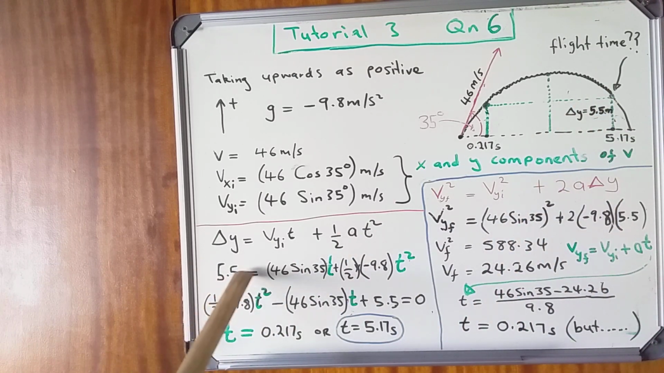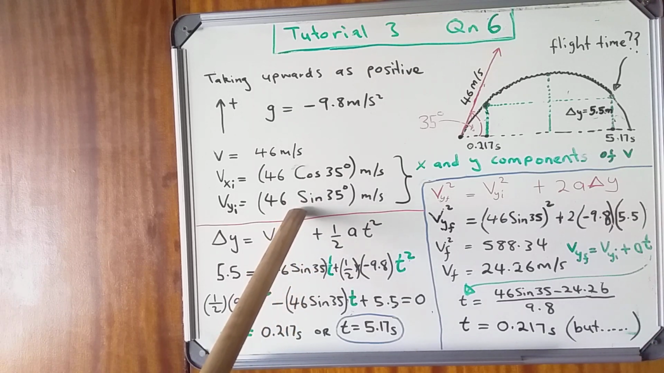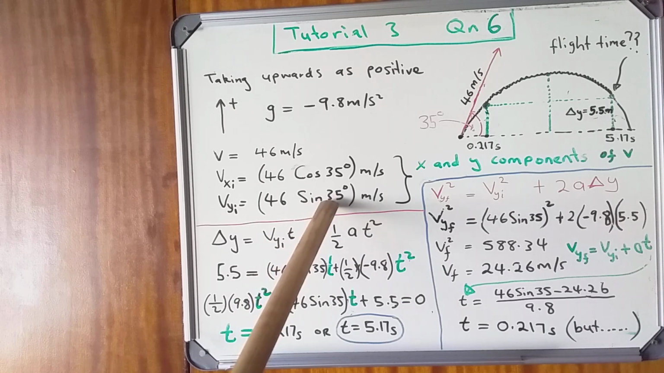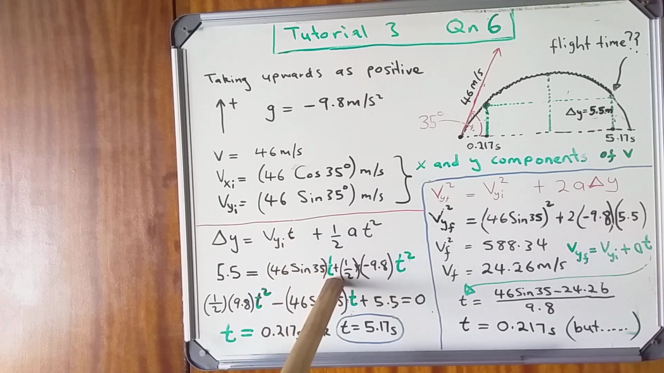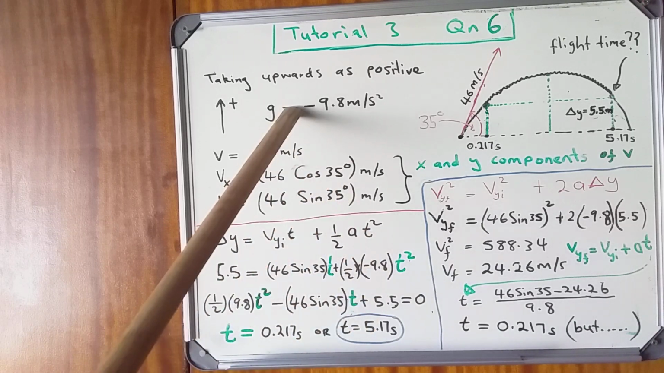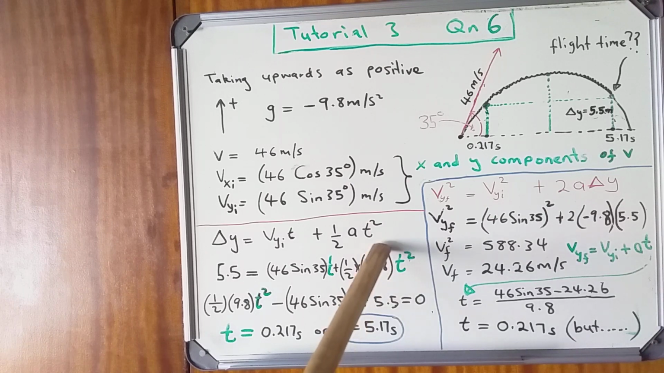So positive 5.5 is equal to Vy initial times time. What is the Vy initial? It's 46 sine 35. 46 sine 35 multiplied by t, plus half, that is your half, multiplied by acceleration. Taking up as positive, acceleration is negative 9.8, multiplied by t squared, that is the t squared.